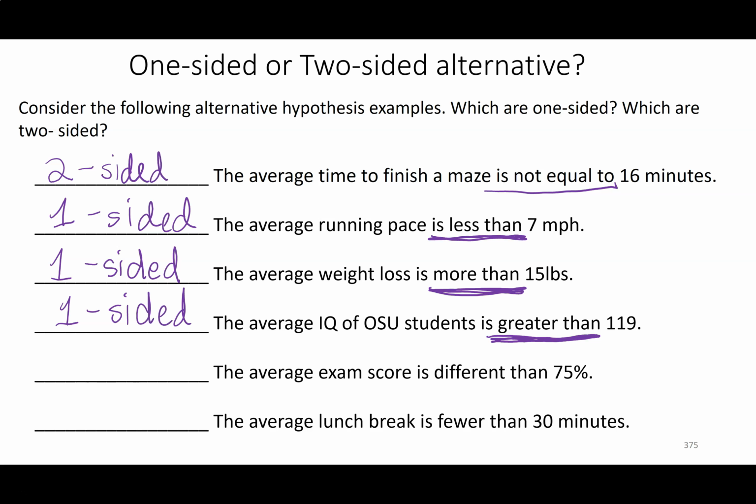The average exam score is different than 75%. Different than. So it could be higher, it could be lower. You have to check both sides. This will be a two-sided test. And then the average lunch break is fewer than 30 minutes. I know for sure in California that's not legal, but I know it happens. So this will be one-sided.